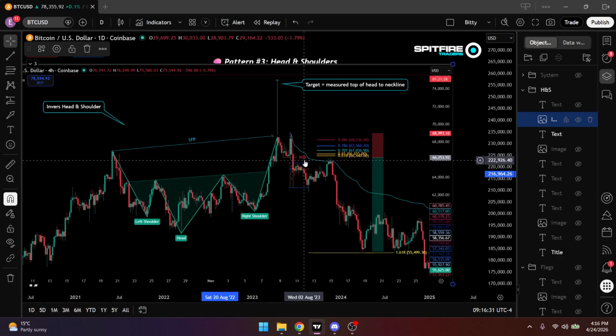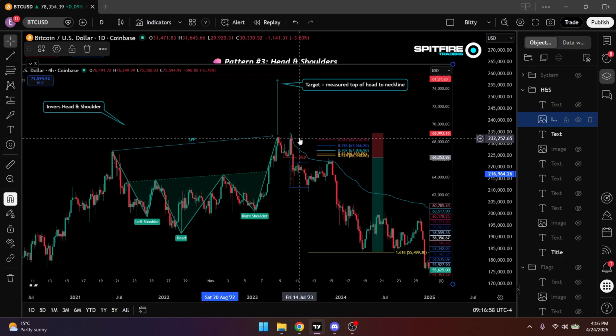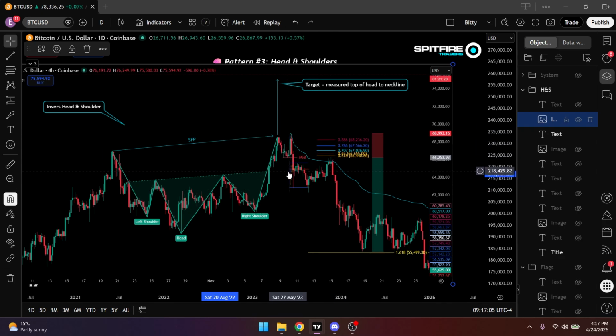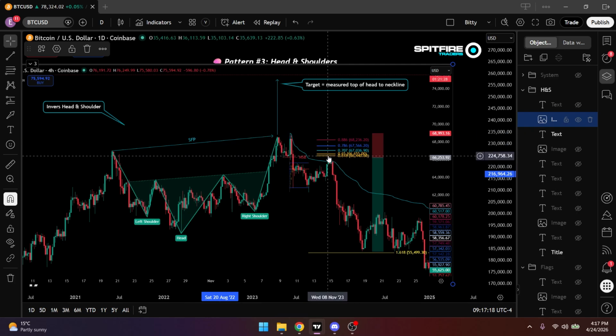And from here, we wait for a pullback. In order to find our confluence zone for entering a short, we use the same tools. A Fib retracement from the swing high to the low that breaks the market structure, a volume profile, again from the swing high to the last low, and an anchor VWAP on the swing high. And this is how we get the same area of confluence around golden pocket and value area high. This will be our entry short.